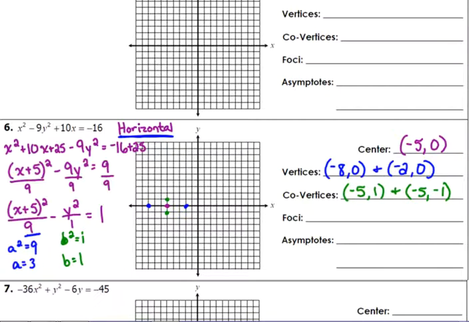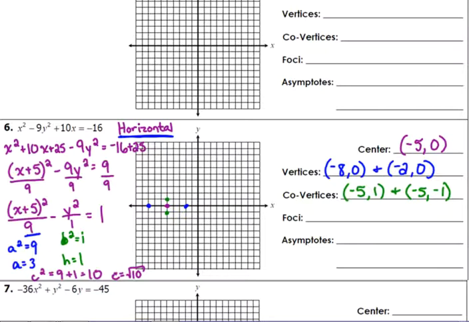Our foci. We got to figure out what c is. C squared, in this case, is equal to a squared plus b squared. Whoops, I used a and b instead of squared. A squared is 9, b squared is 1. So that's 10. So c is the square root of 10.